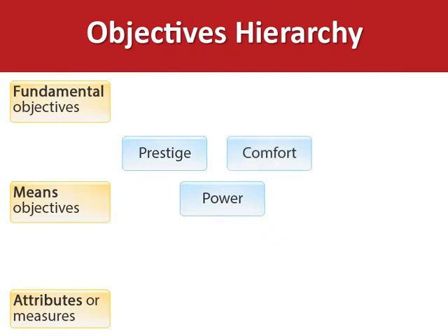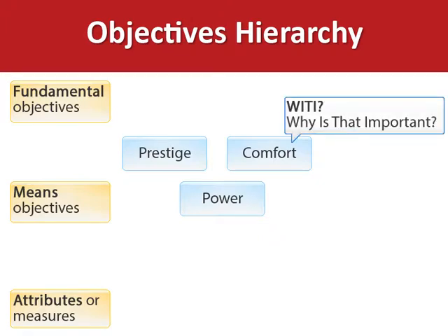And then the other one might be comfort. When I'm driving and passing on mountain roads, I just like the confidence and the comfort of having a car that has some actual power to it. So what we do now is we apply the WITI test to both these new objectives. And it's okay for the why is that important test to bottom out in the sense that you say, well, why is prestige important? And I go, well, it just is. It's important to me. It's not a means to some other objective.